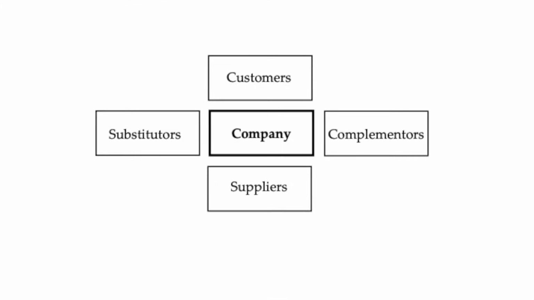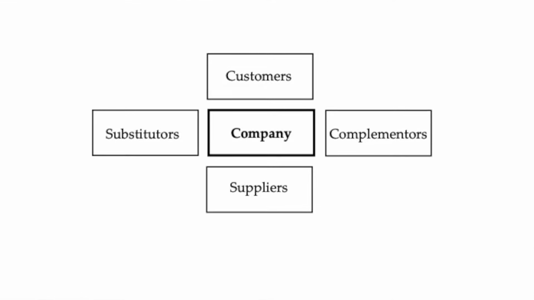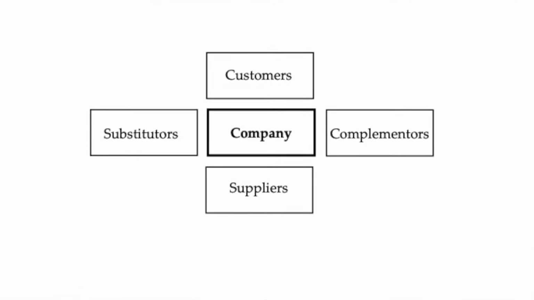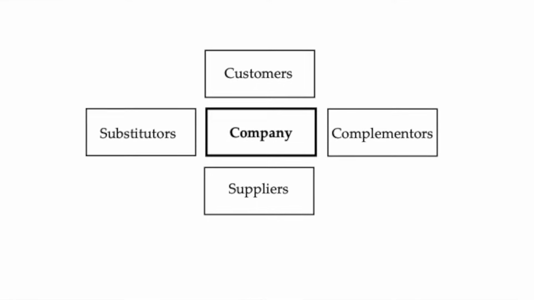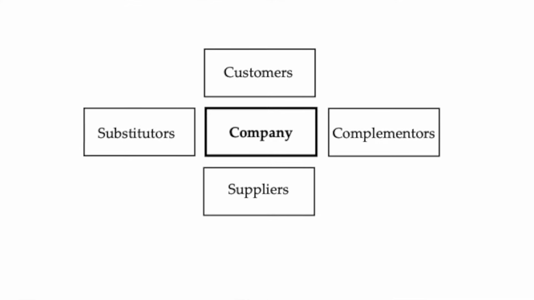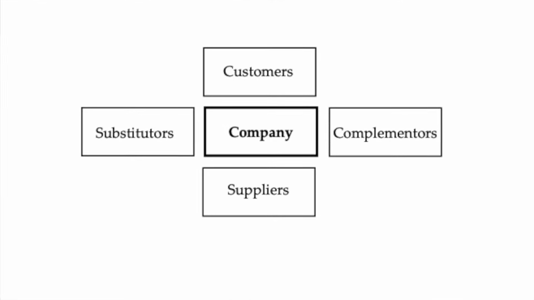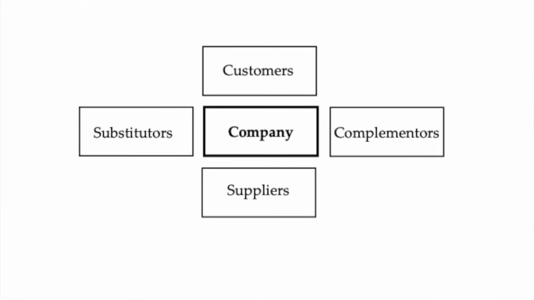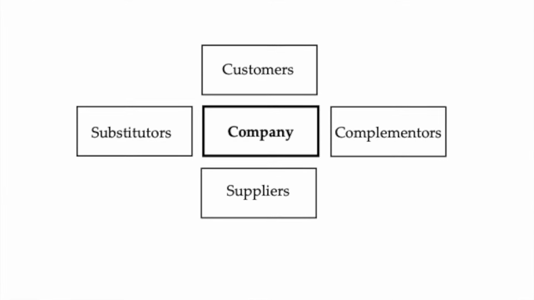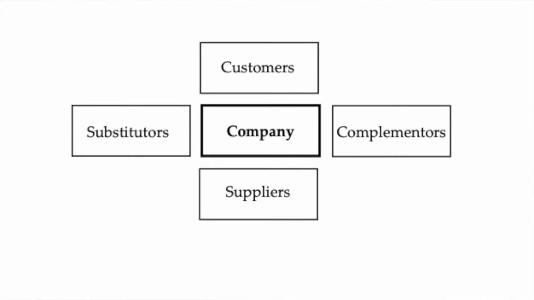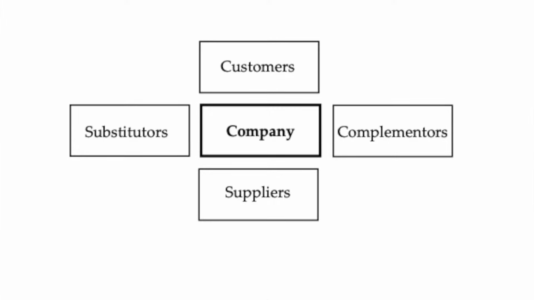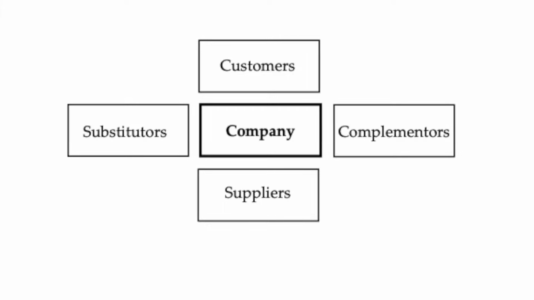Your company is at the center of this figure. Above you are your customers, the people who buy from you. Below you are your suppliers, those who sell to you. To your left are your substitutors, those who sell products that consumers perceive as substitutes for yours. And to your right are your complementors, those who sell products that enhance the value of your product. Know this, players in your market cooperate to grow the pie, but compete with each other to capture a bigger share of the pie.